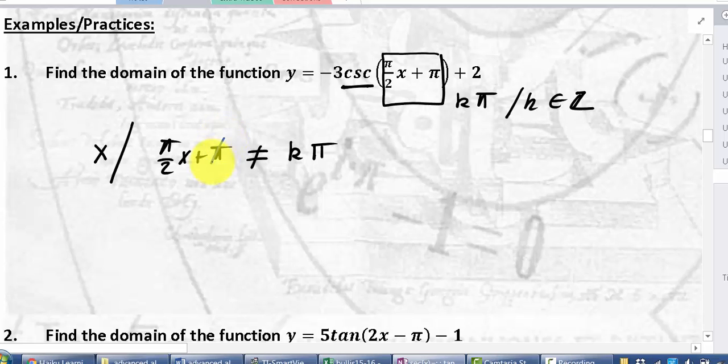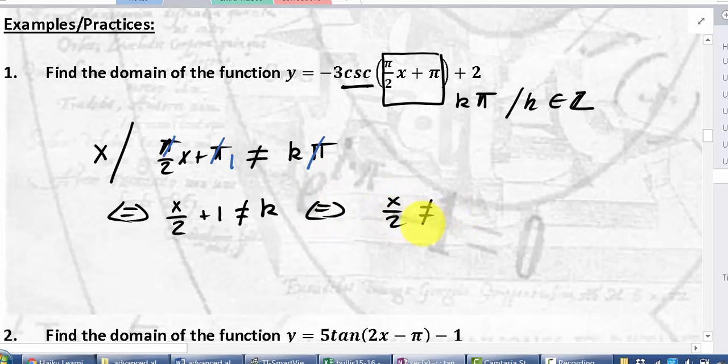So let's divide by pi everything right here. So we have a 1 right here, right? Okay, so what does that mean? That means x over 2 plus 1 is not equal to k, being an integer, right? So that means that x over 2 is not equal to 1 plus k. Now, 1 plus k with k in Z, well, that's the same as k, okay? I mean, it's another k, right? Because it's 1 plus k, so it's not the same k. But it's an integer because k is an integer, so 1 plus k is going to be an integer.